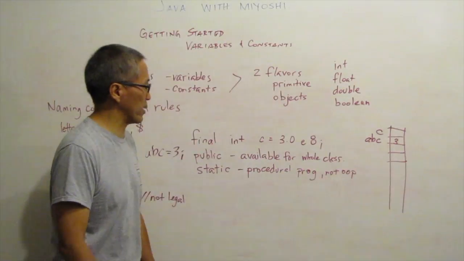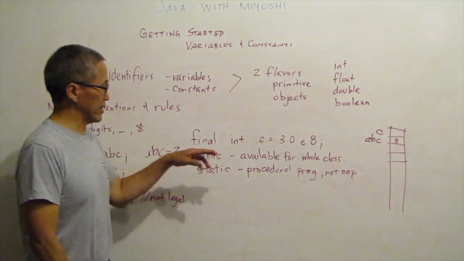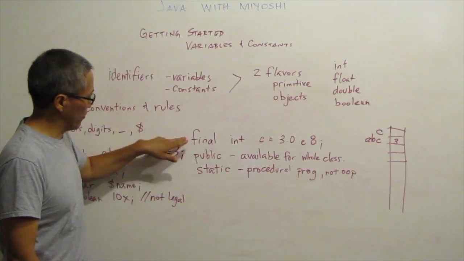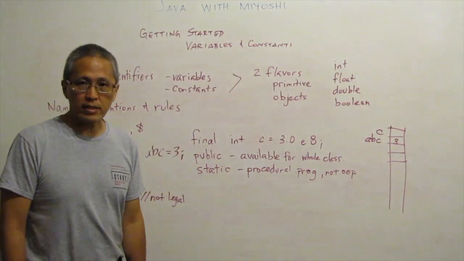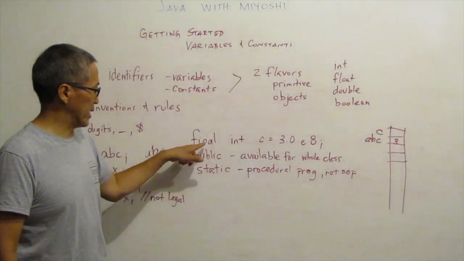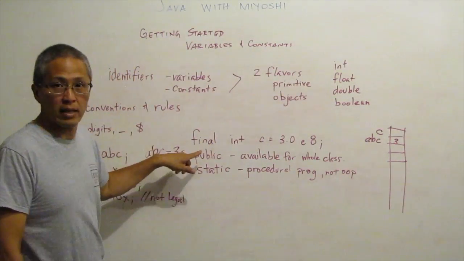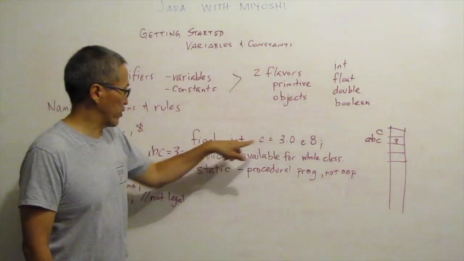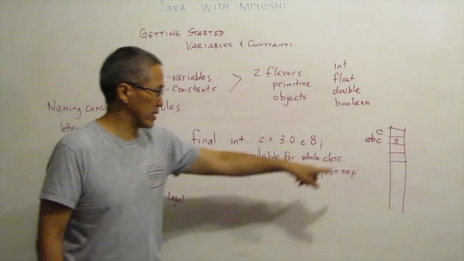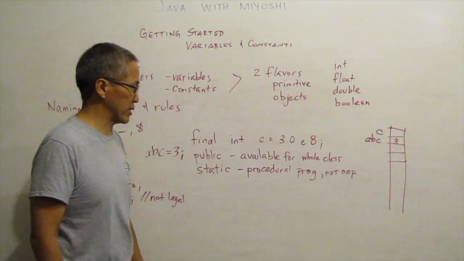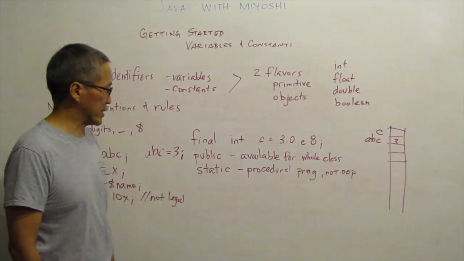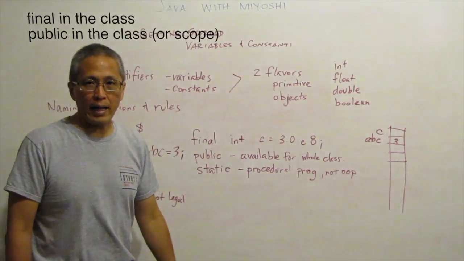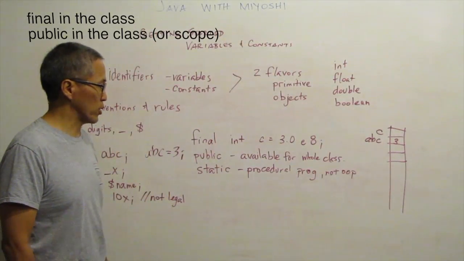So let's do a couple more. There are a couple more things here that you should know. There are these keywords called final and public and static. The final just says this is a constant. So that means that it's never going to be different. It's final because that says, hey, I'm finalized. It's not going to be anything other than that ever in the program. Public says it's available for my whole class, and we'll talk about that more as we go along.